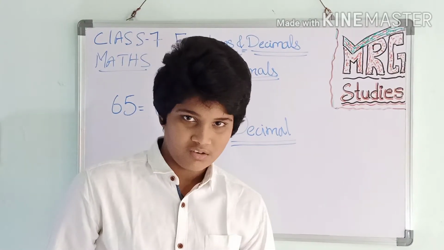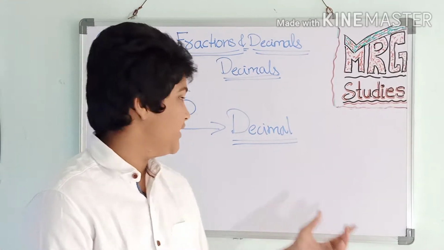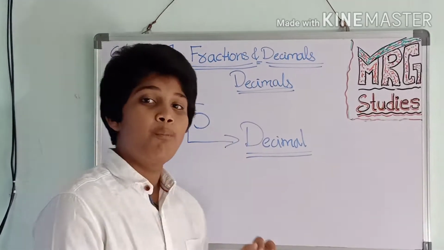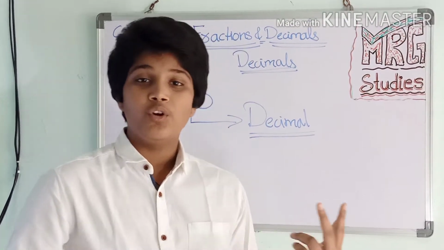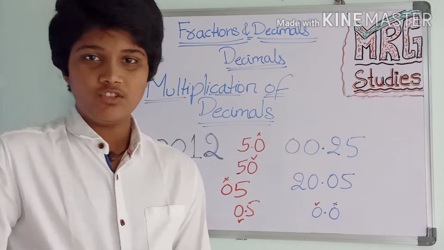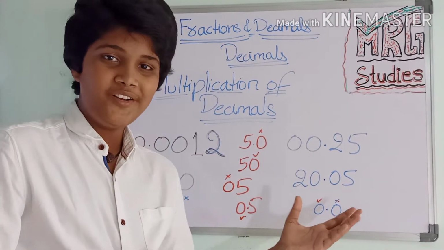I think you have understood. Once again, I will tell. A decimal is nothing but keeping a point between two numbers. That is called a decimal. Now I will tell you how to indicate the value in decimals.